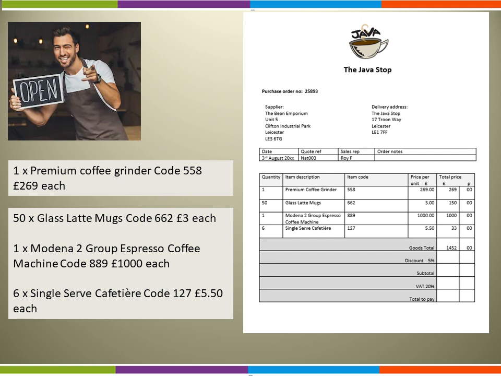When we add together the 269, the 150, the 1033, we get a total price of 1452. All of these are whole numbers, but it's important in the examination to fill this column in showing the pounds and the pence. We will see why this is important as we fill in the next part of our purchase order.